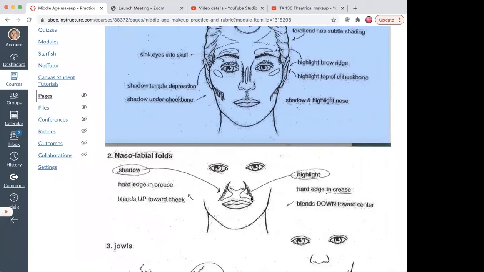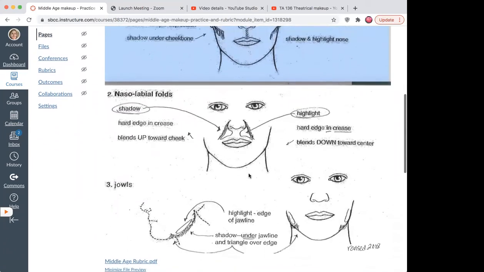Now, one of the prominent features that happens with middle-aged is nasolabial folds. And so if we look at this, you'll see this goes from the edge of the nose down to the lip. So nasio, which is nose, labial, lip, okay? Now you need to move your mouth around, and we'll do this again in a minute, to see where is that going to be on you. Lift your nose up, and you might see where those wrinkles are going to happen, because maybe you can't see them now. So there's a hard edge in the crease.